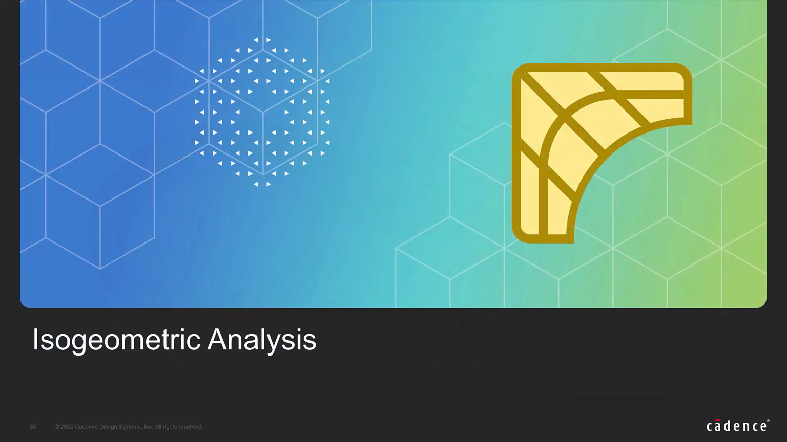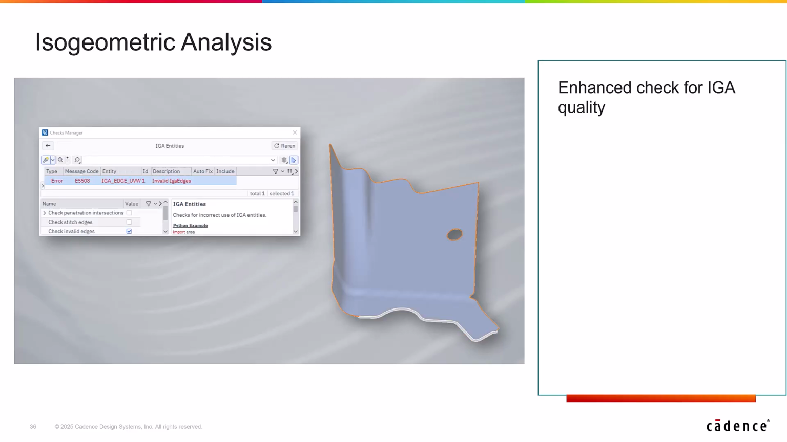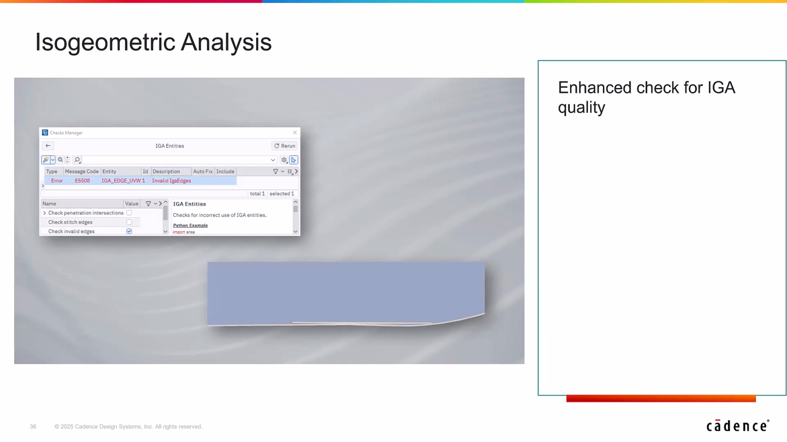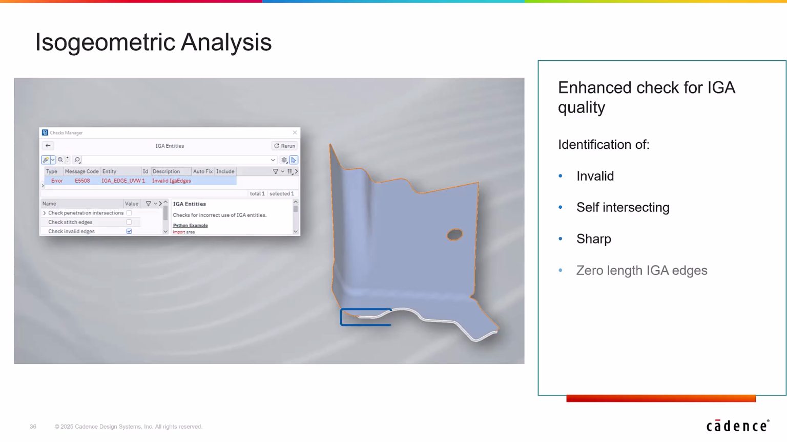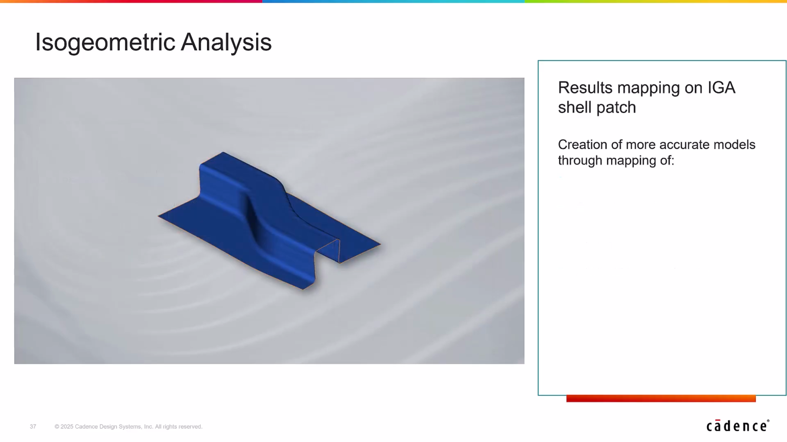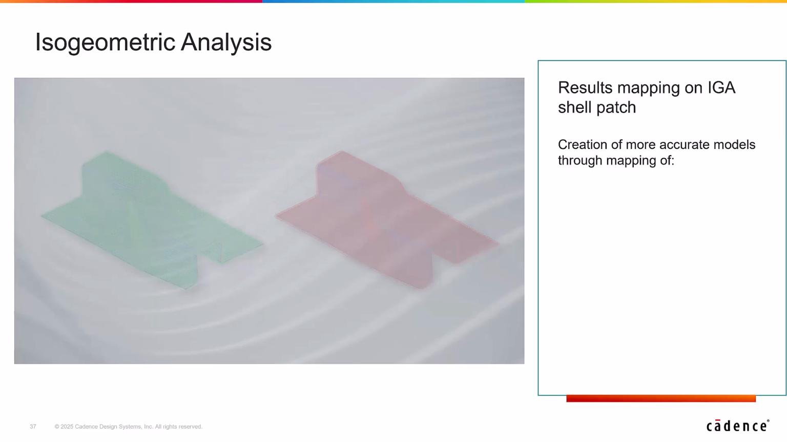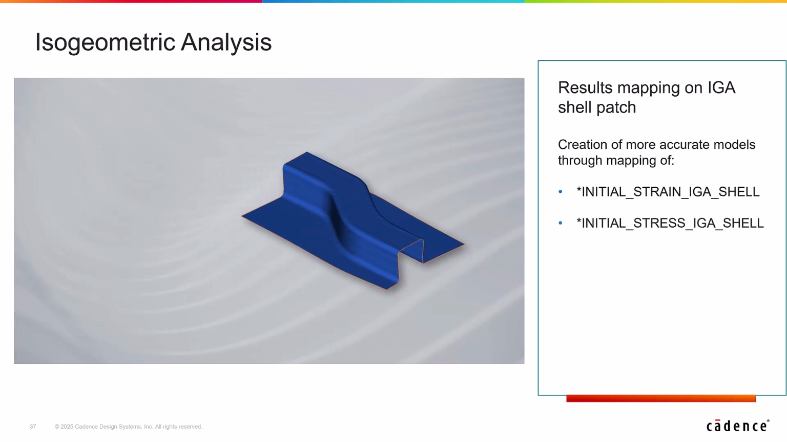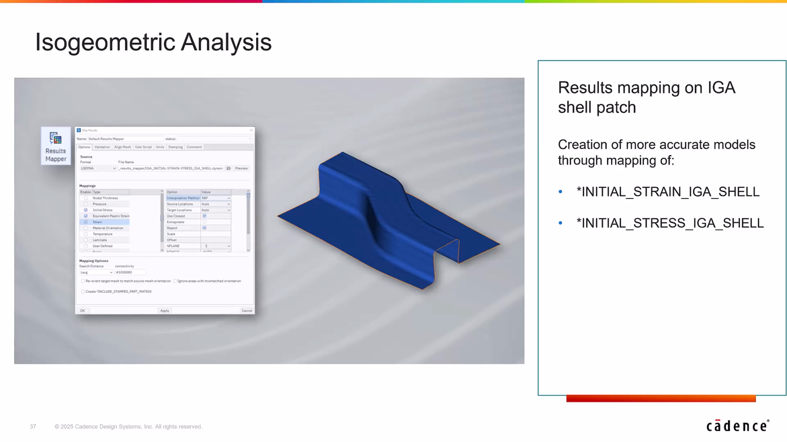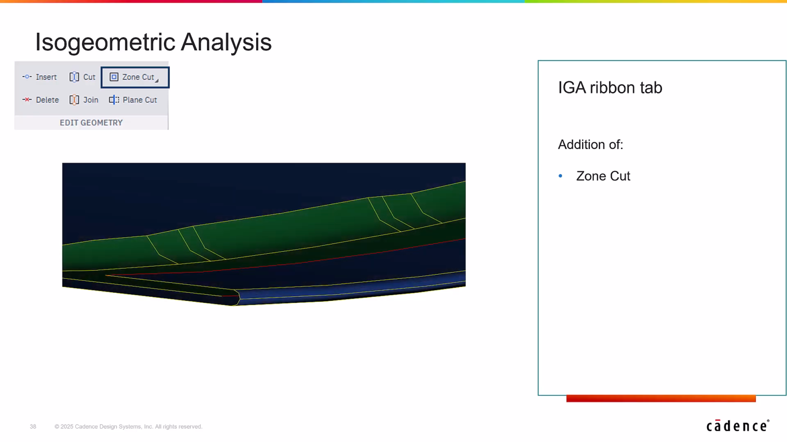Let's take a look at what's new in isogeometric analysis. The IGA quality check has been enhanced with a new parameter called Check Invalid Edges. This addition enables the identification of invalid, self-intersecting, sharp and zero-length IGA edges. Furthermore, it is now possible to create more realistic models by mapping the keywords initial strain, IGA shell, and initial stress, IGA shell. The IGA ribbon tab has been expanded with new functionality.